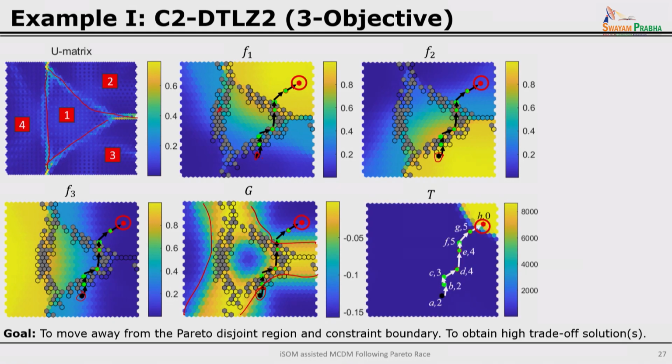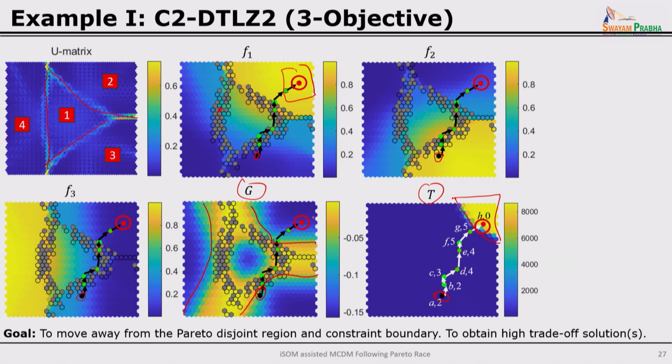The other thing is, if I see the trade-off value, at the initial point the trade-off value is very less, and there is a region where the trade-off value can be very high. By knowing these two pieces of information, G and T, the decision maker may want to move into this particular region in the hope that I will get a very good trade-off value, and I will move away from the constraint. These are the two good news, but at the cost of f1. I have to compromise on f1, but I will get a very good trade-off solution.